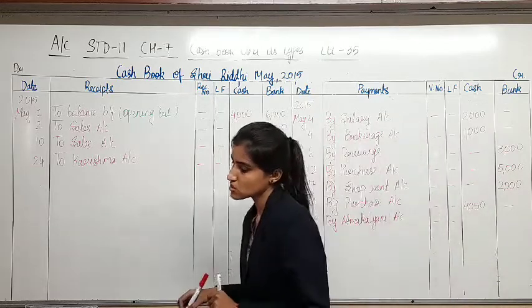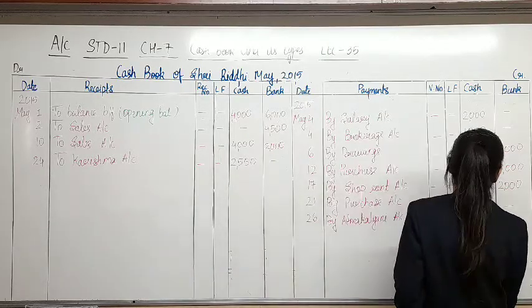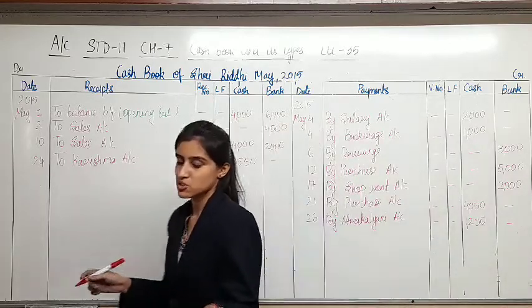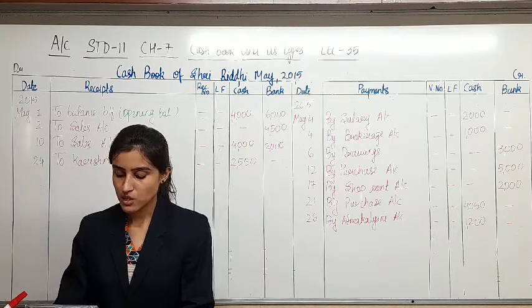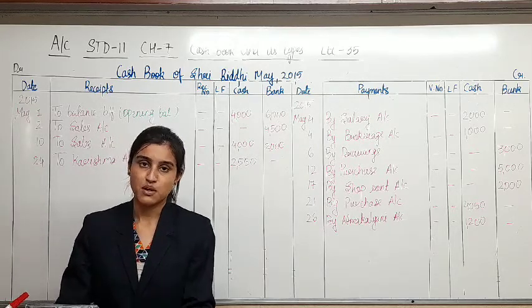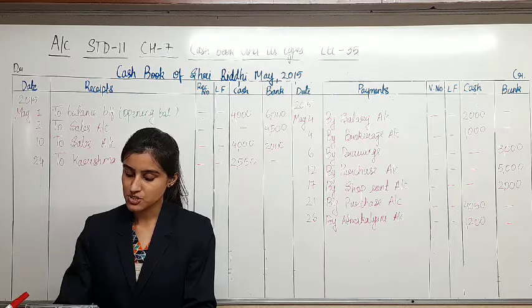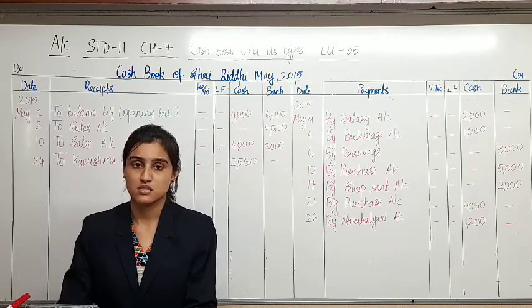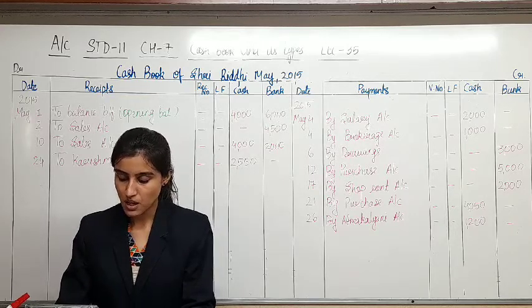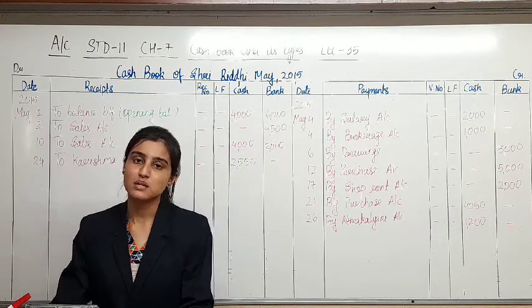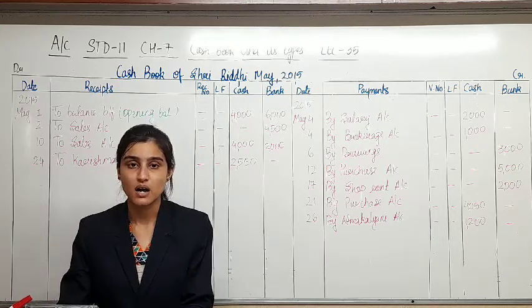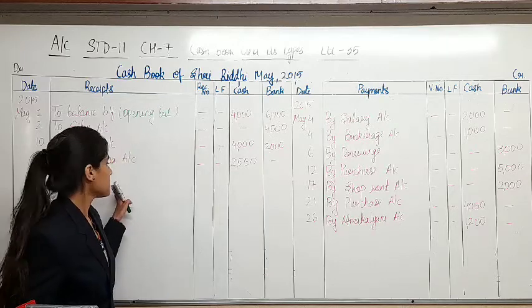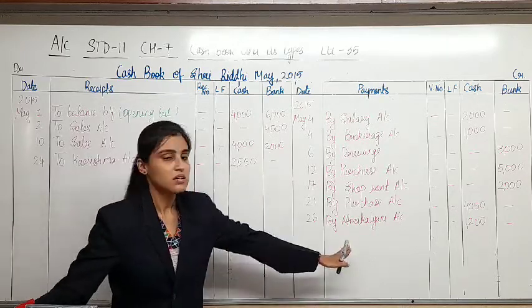How much is the amount? 1,200. See, understand the difference between the transactions. On 24th of May, the transaction says Karishma has paid. That means Karishma gave us. On 26th of May, Atma Kalyani has been paid. That means the amount has been paid by us to Atma Kalyani. So 24th of May is recorded here and 26th of May is recorded here.